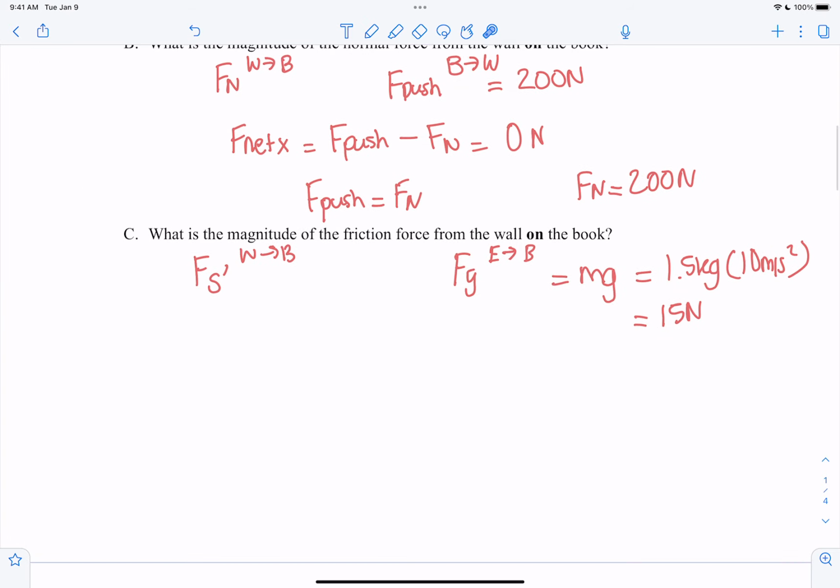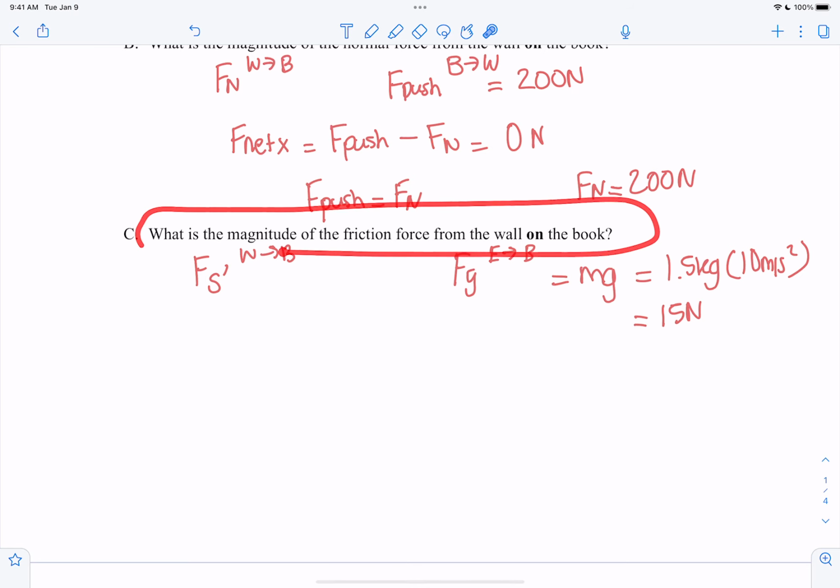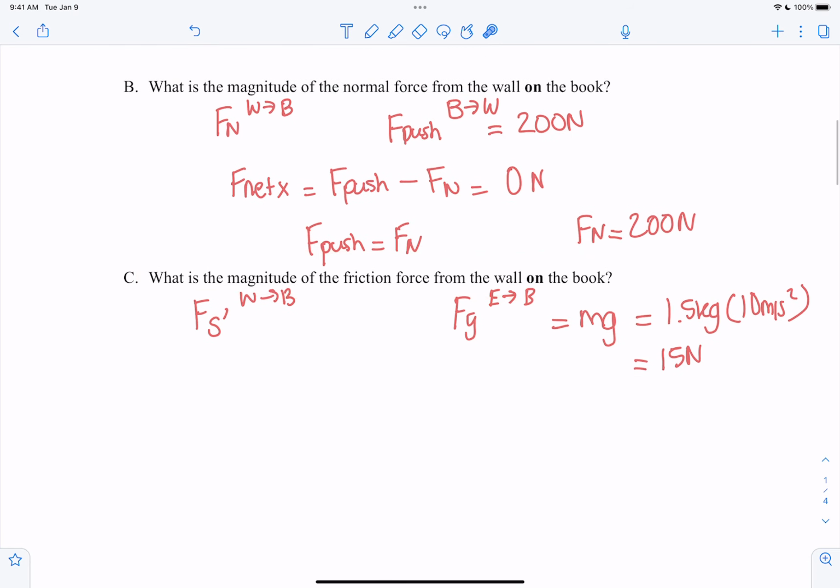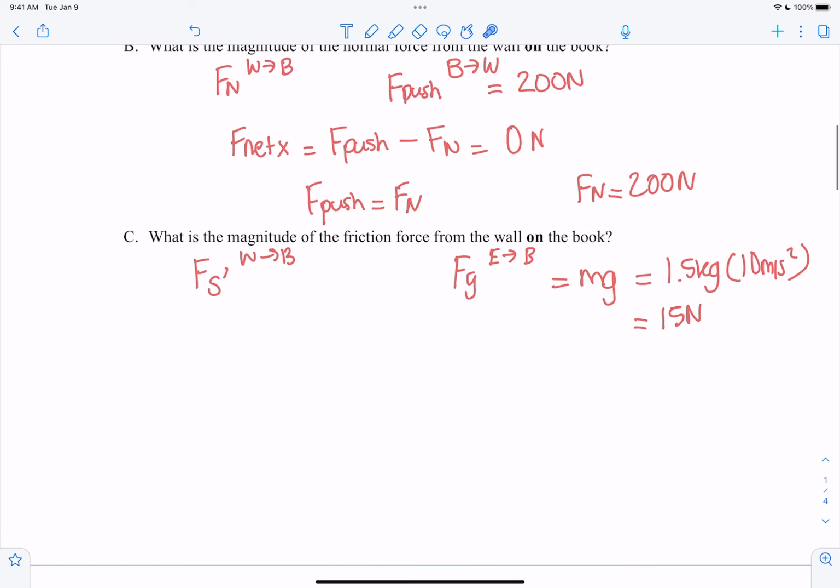Now, if we were to just ask what is the force of gravity, technically we would have to add a negative sign to indicate that this is negative 15 newtons, or 15 newtons in the negative y direction. But since we're dealing with magnitudes, and the way I'm setting up my equation, I'm integrating direction already with the signs, I'm just going to be plugging in magnitudes.